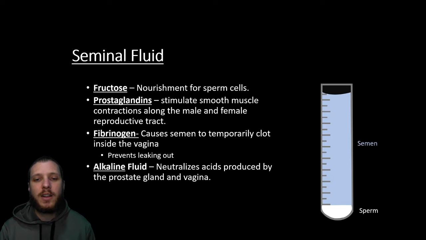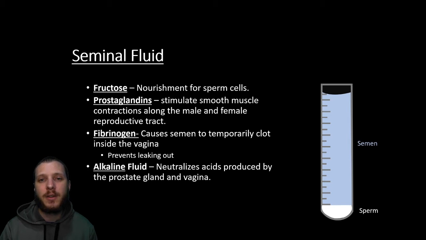And again, it's going to be alkaline. And this is important because it's going to neutralize some acids that are found in the prostate gland as well as in the vagina. The vagina is going to have an acidic environment, which can kill the sperm cells. So having the semen be alkaline is going to help prevent the destruction of sperm cells once it's in the female reproductive tract.